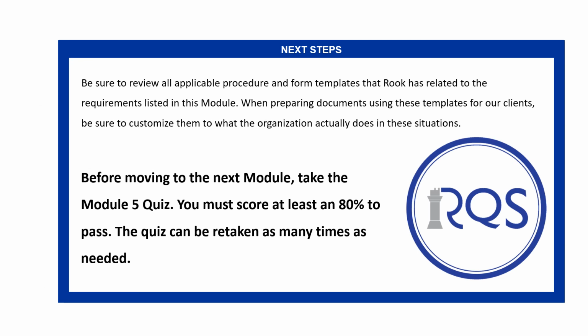We have now reached the end of this module. Be sure to review all applicable procedure-informed templates that Rook has related to the requirements listed in this module. When preparing documents using these templates for our clients, be sure to customize them to what the organization actually does in these situations. Before moving to the next module, take the Module 5 quiz. You must score at least an 80% to pass, and the quiz can be taken as many times as needed.